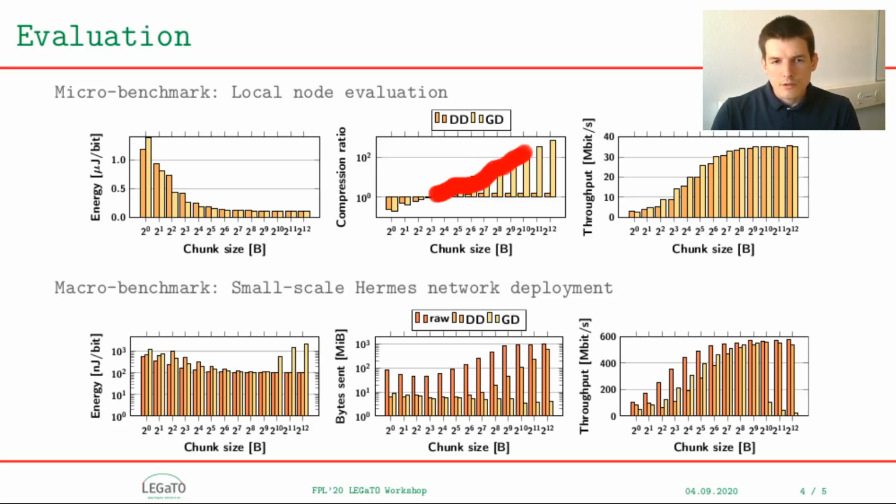Generalized deduplication can achieve orders of magnitude better compression ratios than data deduplication. This is because generalized deduplication can map multiple chunks to a single basis, which data deduplication cannot do. Therefore, data deduplication converges towards sending raw IoT data. Finally, the throughput of data deduplication and generalized deduplication is comparable, despite generalized deduplication having a computational overhead.